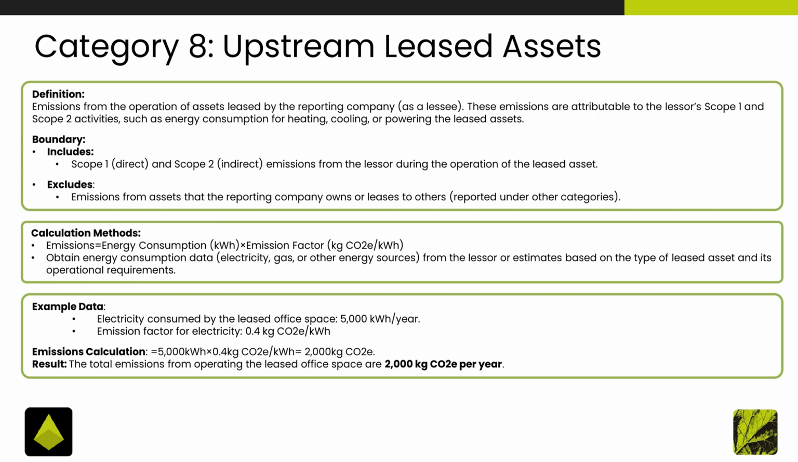The boundary covers emissions from the operation of the asset during the lease period. Calculations involve using energy consumption data and applying emission factors. For instance, if a leased office uses 5,000 kilowatt hours and has an emission factor of 0.4 kilograms of CO2 per kilowatt hour, the result is 2,000 kilograms of CO2 annually. Streamlining energy use in leased spaces helps reduce these emissions.